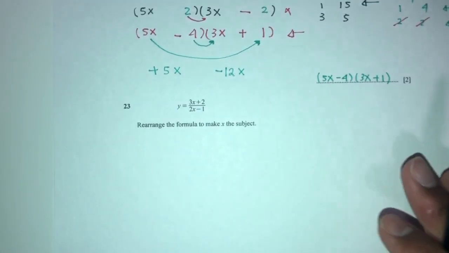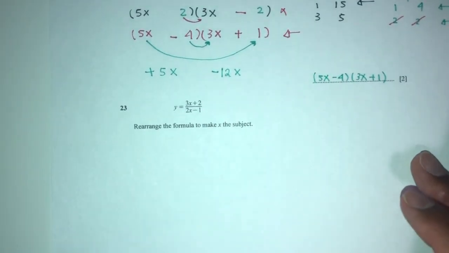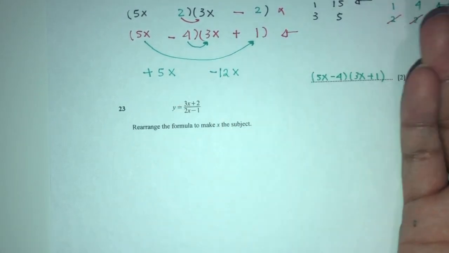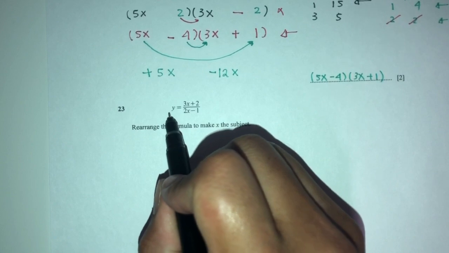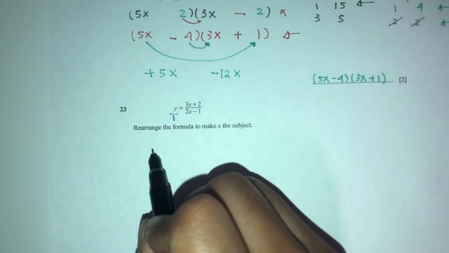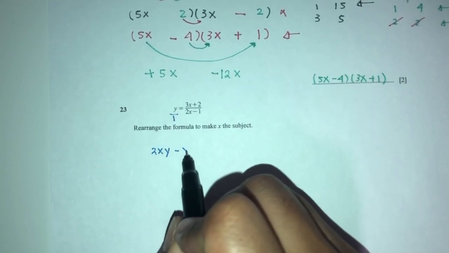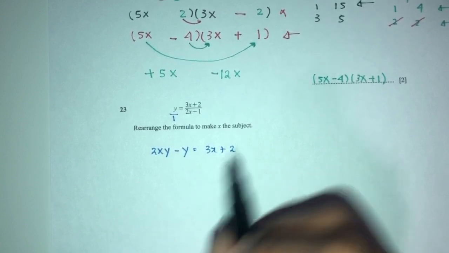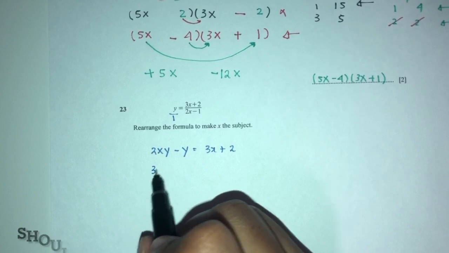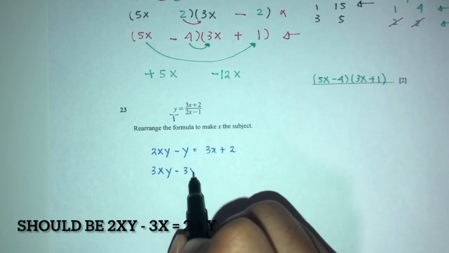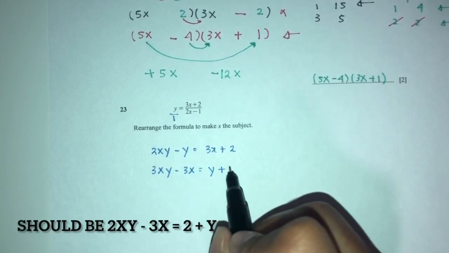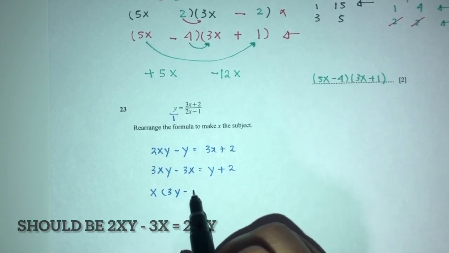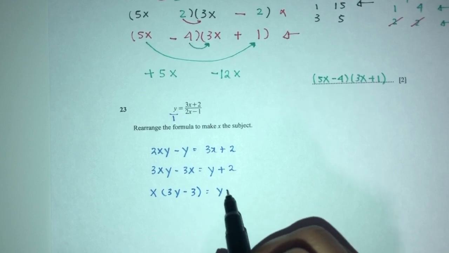Now the last one is 23. Here we have to rearrange to make x the subject. So first thing first, whenever you have a fraction like this, what can you do? Cross multiply. Cross multiply, you will have 2xy minus y equal to 3x plus 2. Bring all the x to one side, you will have 3xy minus 3x equal to y plus 2. Factorize, we have x here, that will become x(3y minus 3) is equal to y plus 2.